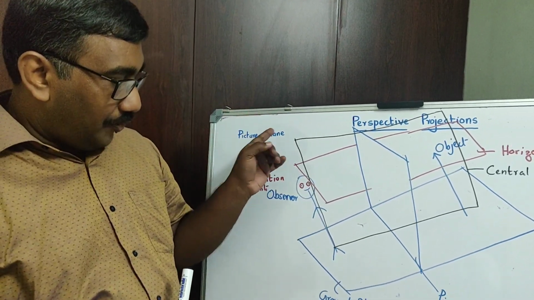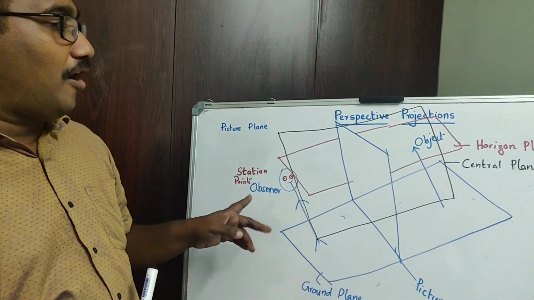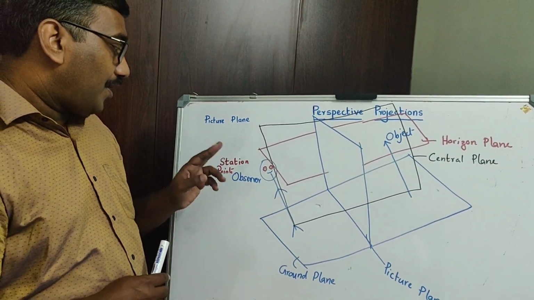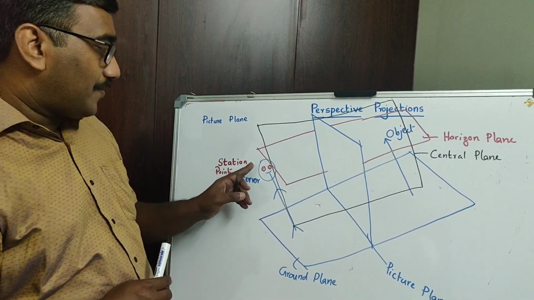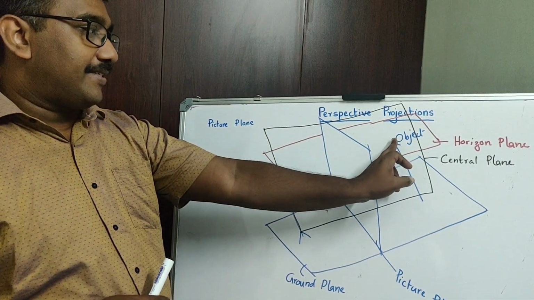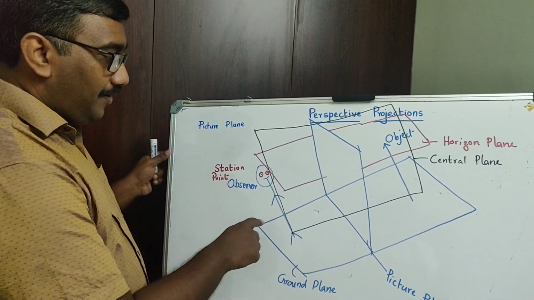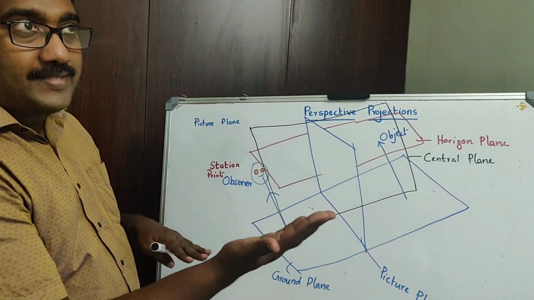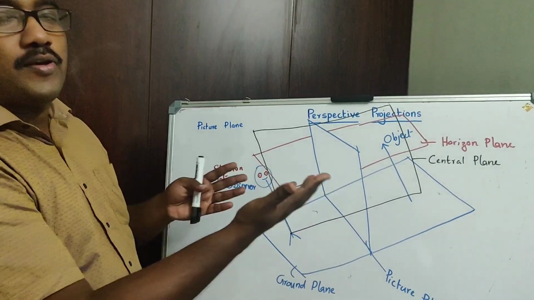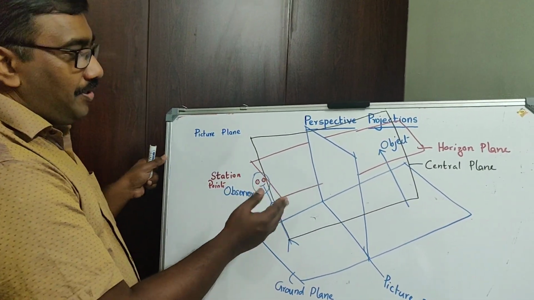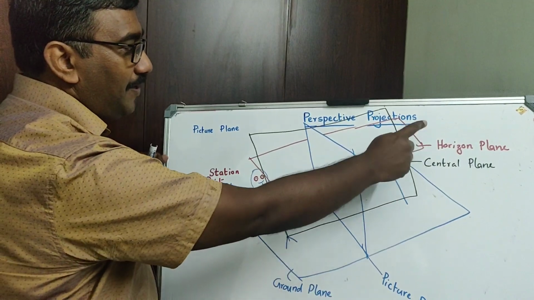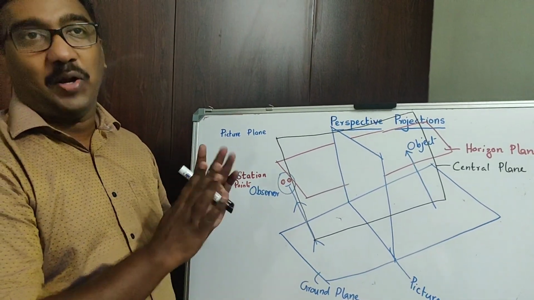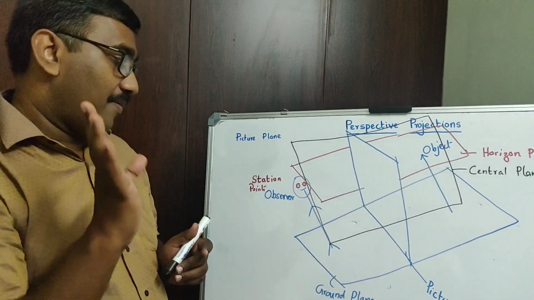Now you can practice the position of these planes as an assignment. Okay, you practice where should be the observer, where should be the object, then what should be the position of the ground plane. The ground plane is holding all the planes and observer and also the object. Okay, now what is the peculiarity of central plane, horizon plane, etc. All these things should be there in your drawing. You can practice it as an assignment.